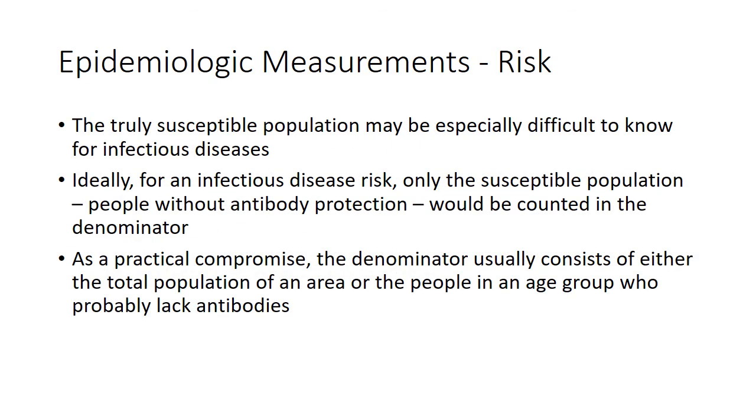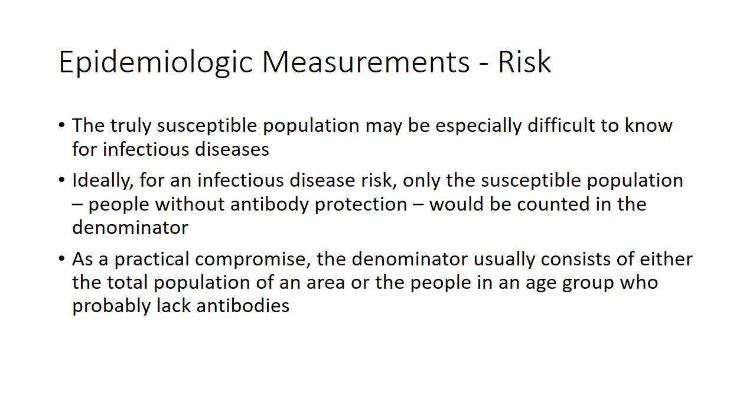So it's important you try to define who the truly susceptible population might be. And this can be especially difficult for things like infectious diseases, right? Ideally, for an infectious disease sort of risk, you only want to look at that susceptible population. So for instance, you don't want to look at people who have antibody protection. People who have, like, say, the vaccine, because they probably wouldn't be at big risk for developing that disease. So you want to count those people without protection in the denominator.